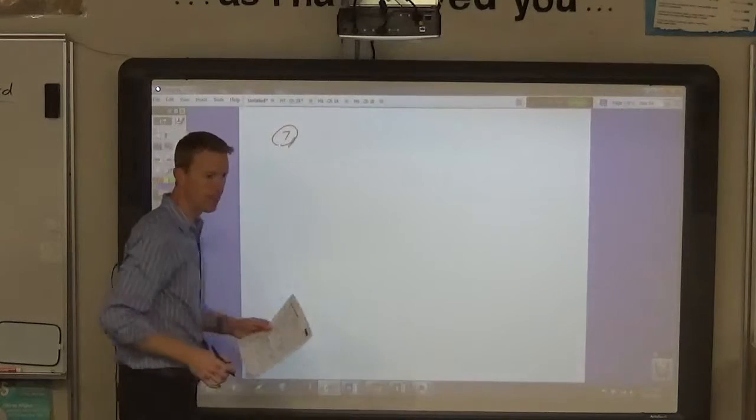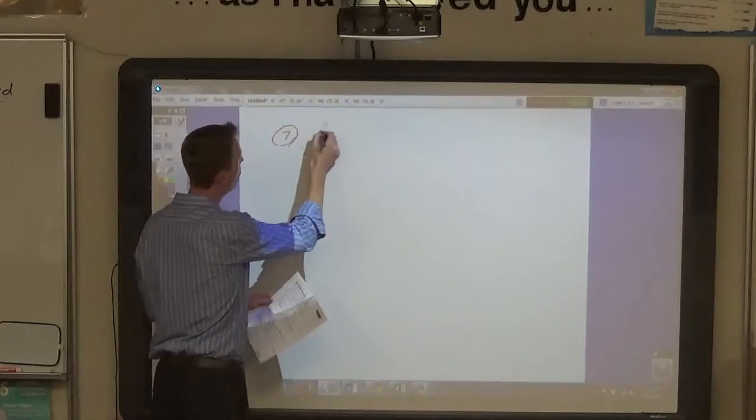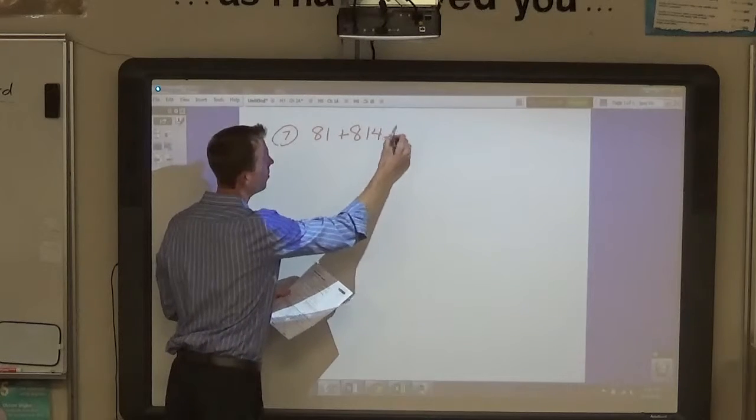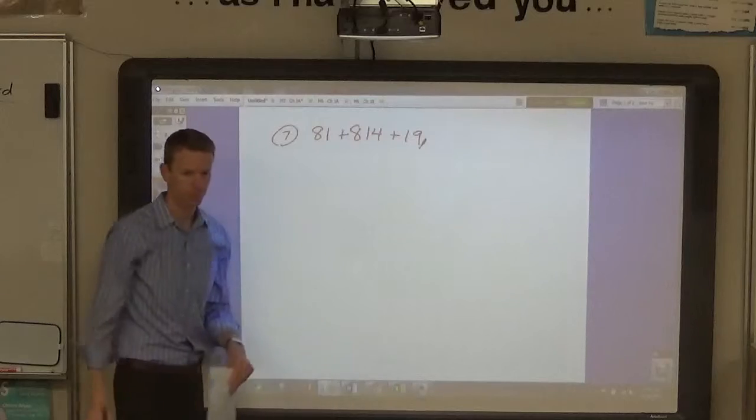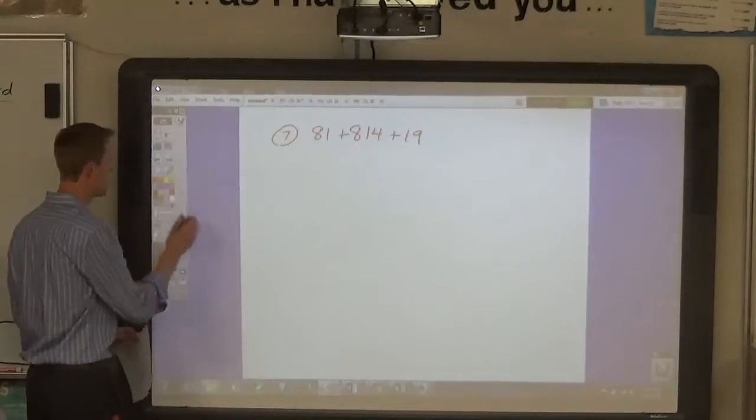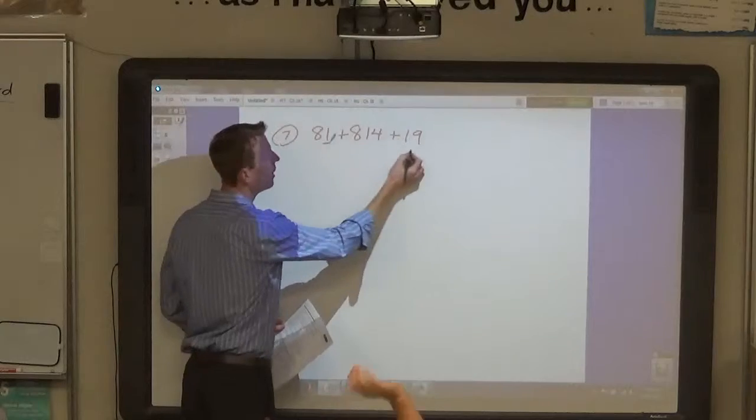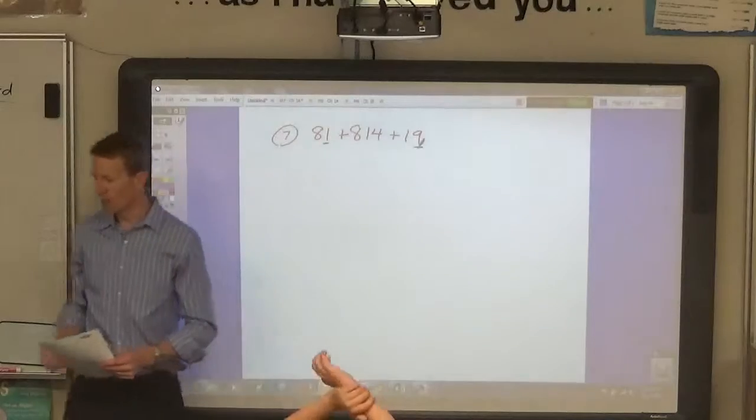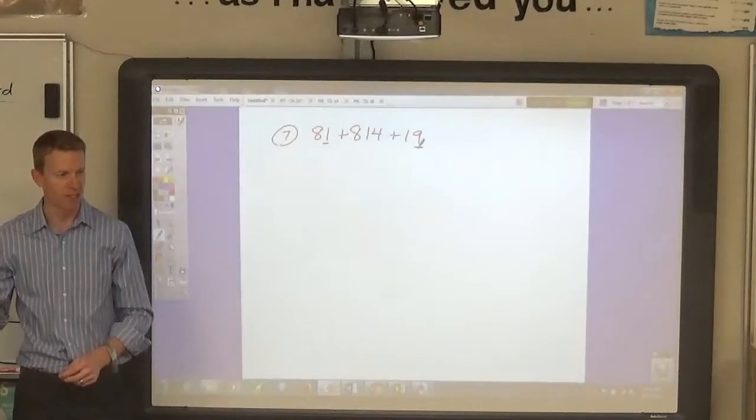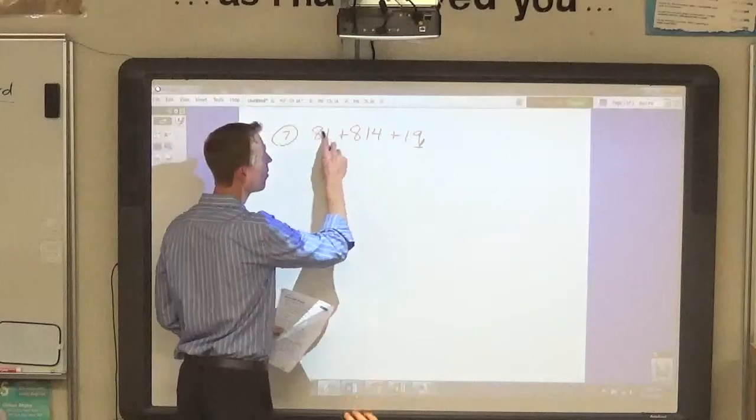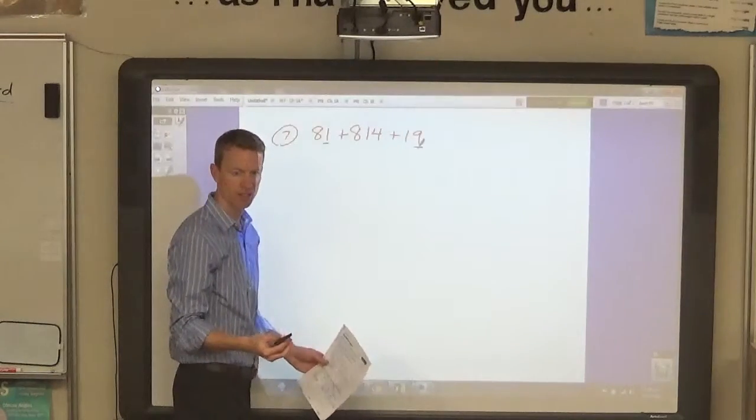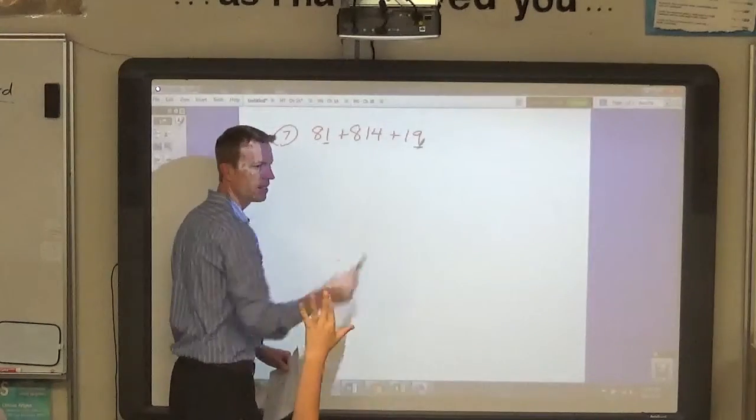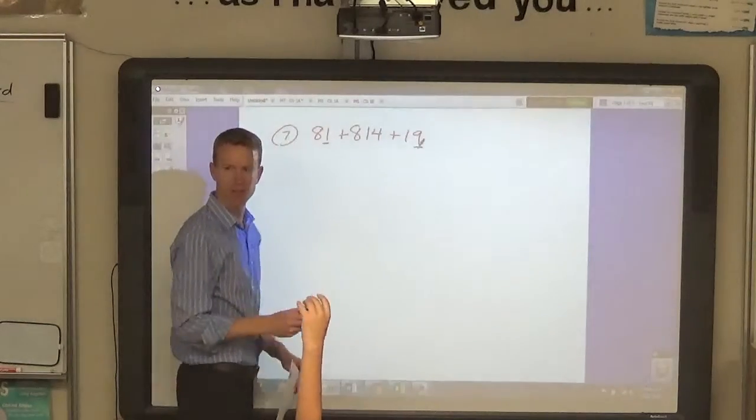So, for example, number 7, 81 plus 814 plus 19. Now, this is a mental math strategy. Look at the ones place. 1 and 9, 1 plus 9 ones is 10 ones. So that means if we put these together, we're going to make a tens number. What number are we going to make? Does anyone know when you look at 81 plus 19? Catherine? 100.